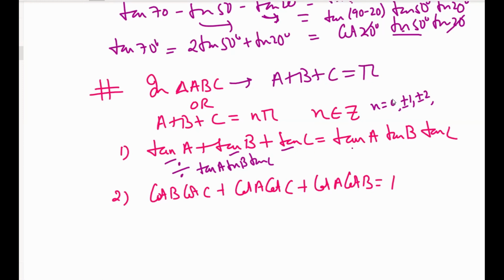What we get: tan A cancels with tan A, and we are left with 1 by tan B tan C, that is cot B cot C. If I divide tan B by this, tan B cancels out, and we are left with 1 by tan A tan C, that is cot A cot C. If I divide this term, tan C cancels out, and we are left with 1 upon tan A, 1 upon tan B, that is cot A cot B, and on the RHS the whole term cancels out, so we are left with only 1. So these are a few important results.